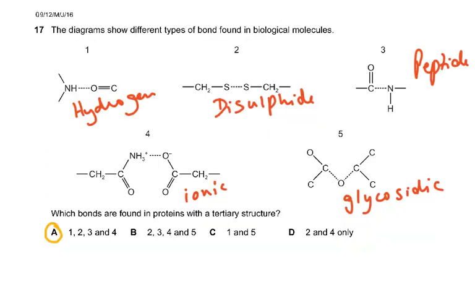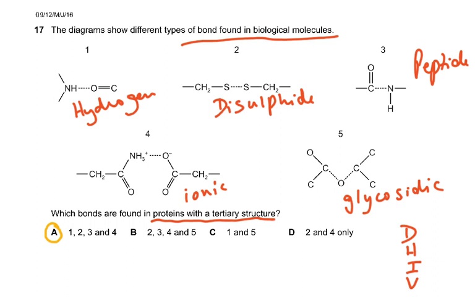Question 16: the diagram shows different types of bonds found in biological molecules. Which bonds are found in proteins with a tertiary structure? You know, peptide bond in the primary structure, P for peptide, P for primary, then secondary has hydrogen bonds. Then tertiary structure has DHIV: disulfide, hydrogen, ionic, and van der Waals forces, or hydrophobic and hydrophilic interactions. And then quaternary, of course, is just putting it all together.